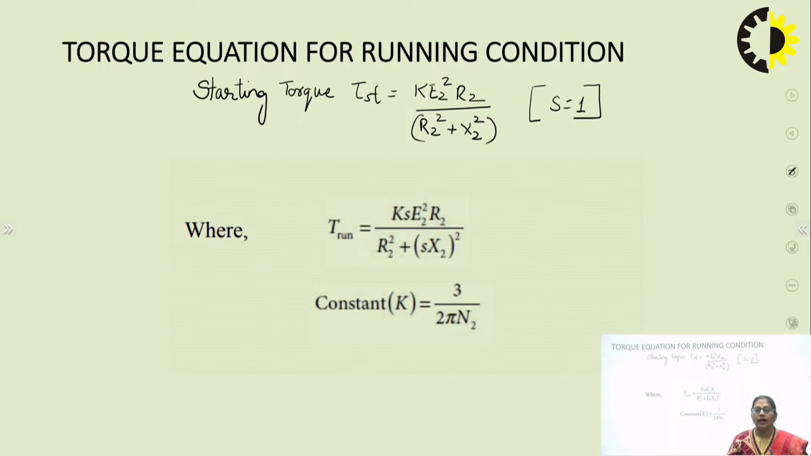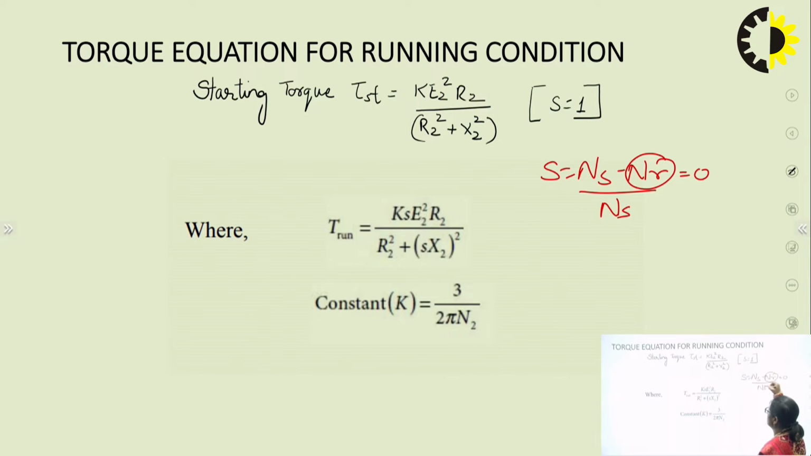So as we know, at starting, the slip of the induction motor is going to be 1. Slip is given by ns minus nr upon ns. And at the very starting, nr, the rotor speed, is going to be 0. So it is ns upon ns, that is 1. So at starting, slip is 1. That's why the starting torque expression would be given by just substituting S equals 1 in these conditions. So I'll be having it as K times E2 square R2 by R2 square plus X2 whole square.